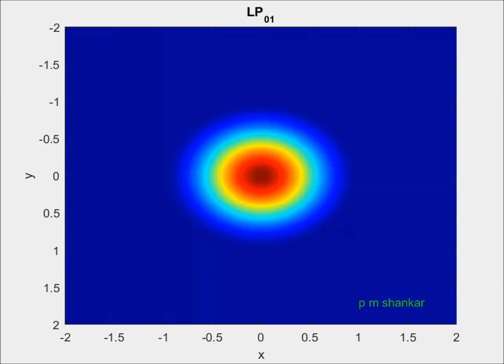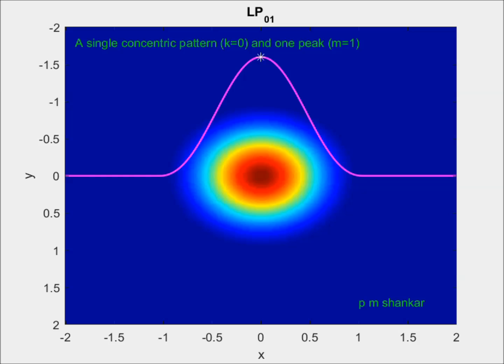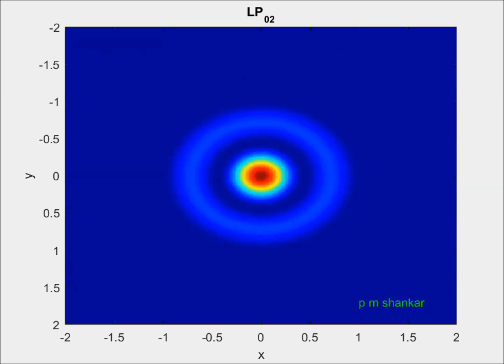LP01 mode. One concentric pattern within the core and one peak along the core radius. LP02 mode. One concentric pattern within the core and two peaks along the core radius.